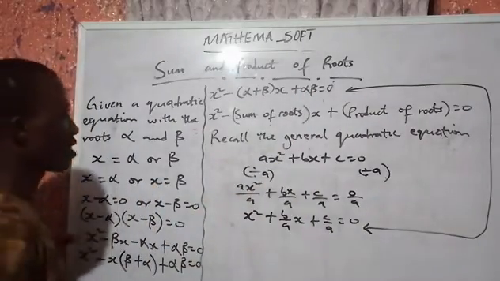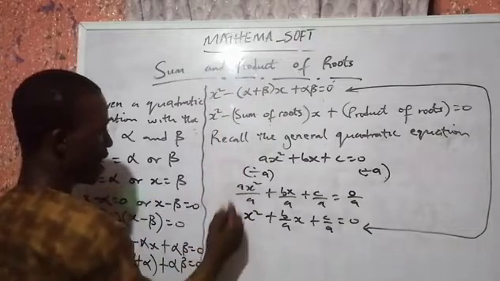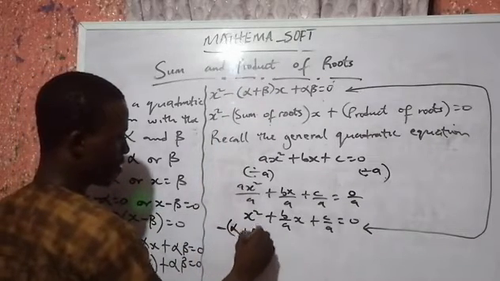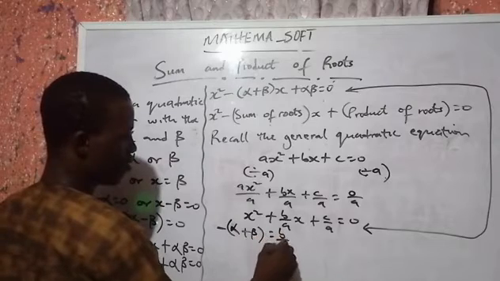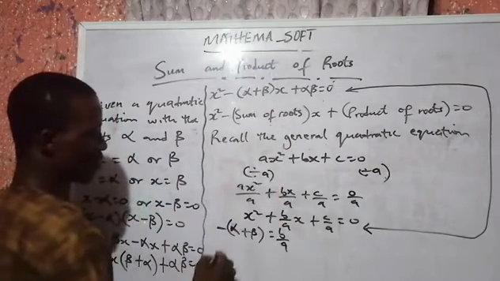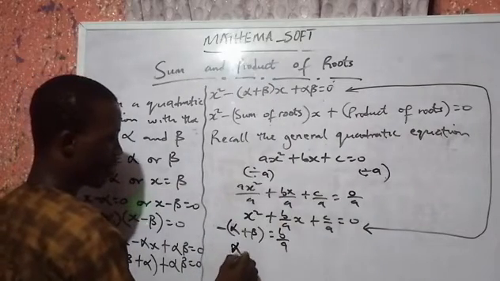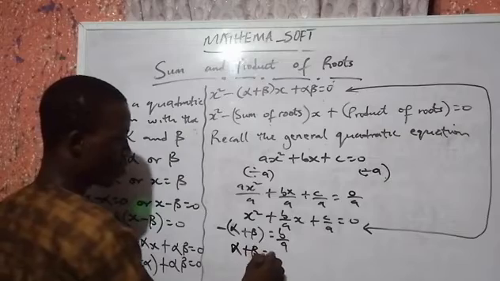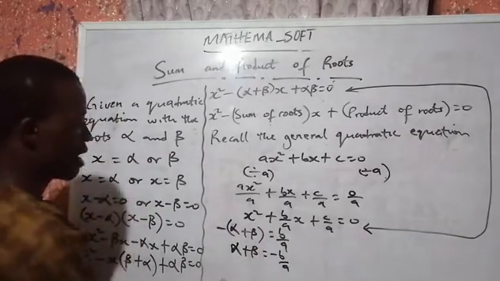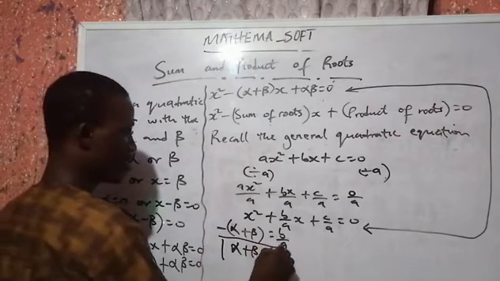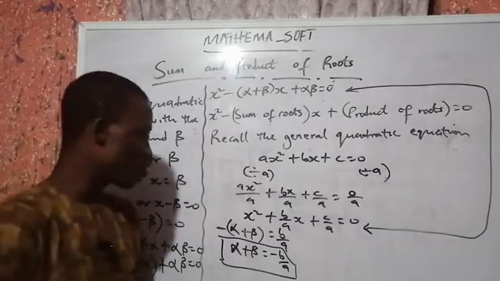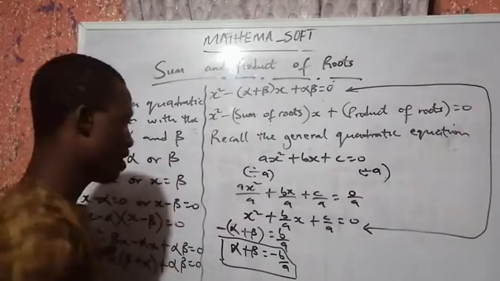So I can write out something like that now, saying that minus alpha plus beta in that place is equal to b over a, meaning that the coefficient of x here is equal to the coefficient of x here. Then I can say that alpha plus beta equals minus b over a. That's if I divide both sides by minus 1, I'm going to have this. So you must note this. The sum of roots is usually equal to minus b over a.